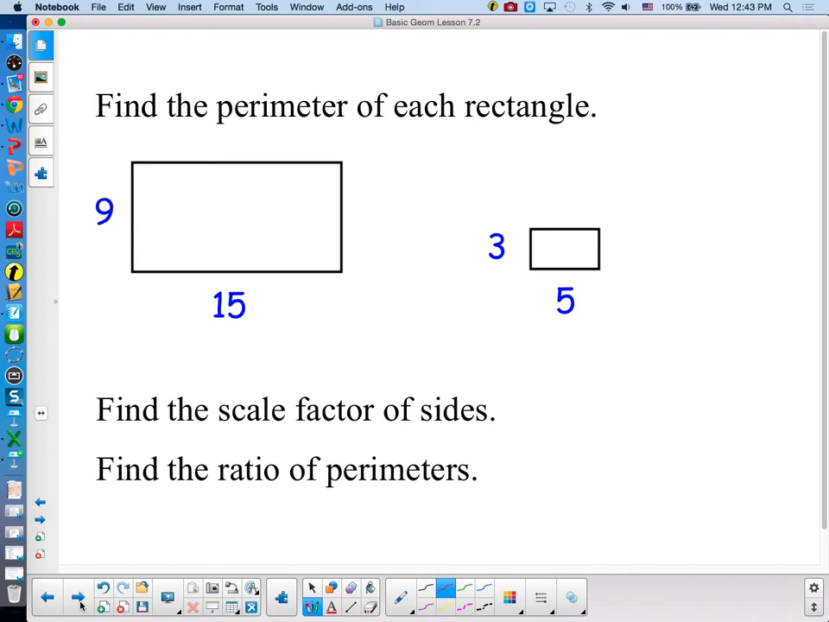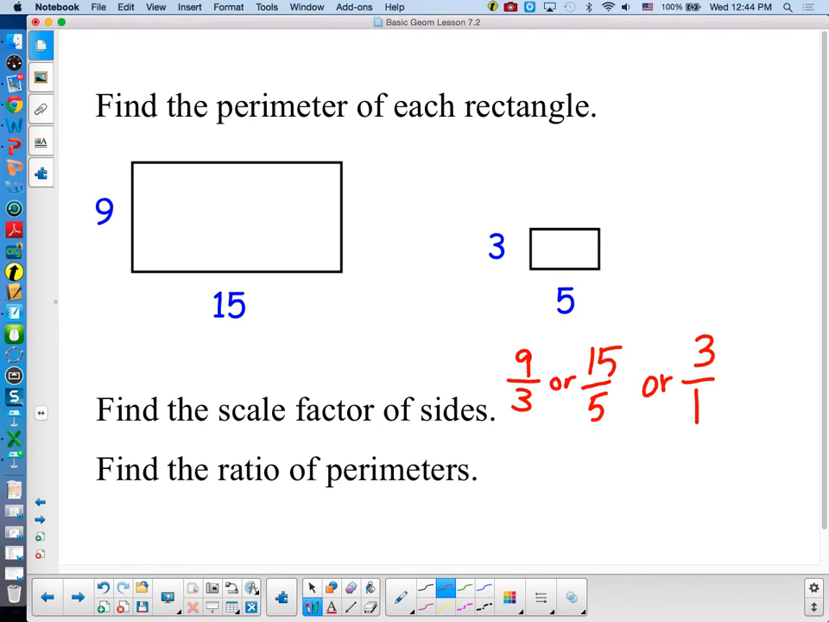What does scale factor mean? That's really the same as those ratios you were doing. It doesn't say A to B or B to A, so do you want to go big one to small one? Is that good enough? Okay, scale factor would either be 9 to 3 or 15 to 5. What's that reduced to? Not 1/3. 3 to 1. 3 over 1. Okay.